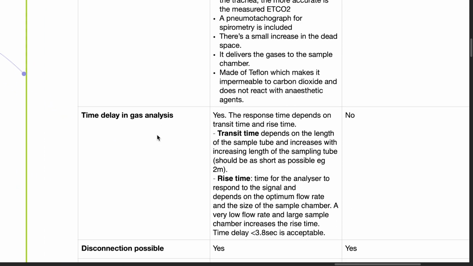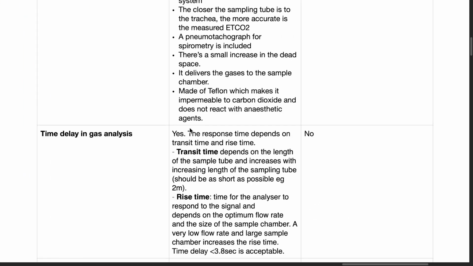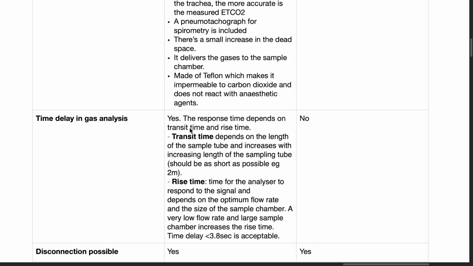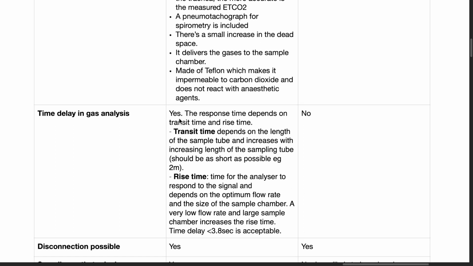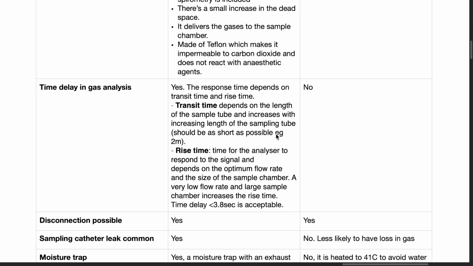Time delay in gas analysis. In the side stream analyzer, there is a time delay in gas analysis. The response time depends on the transit time and the rise time. The transit time depends on the length of the sample tube and increases with increasing length of the sample tube, which should be as short as possible.